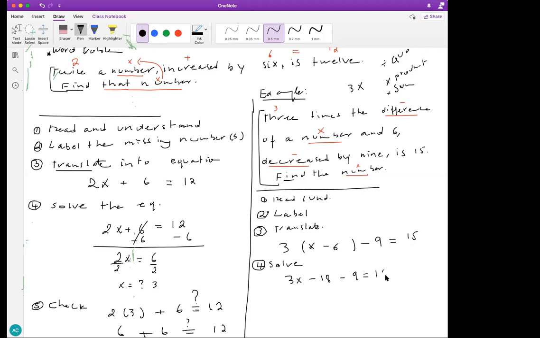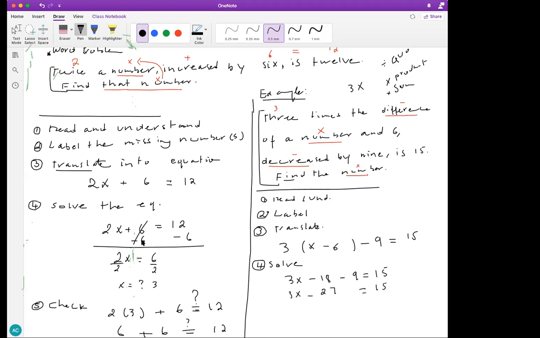and the 15. And we combine like terms, so 3x, negative 18 minus 9. It's the same sign, keep the same sign, and add the numbers. That would be negative 27. That's right, negative 27, equals sign, and 15.